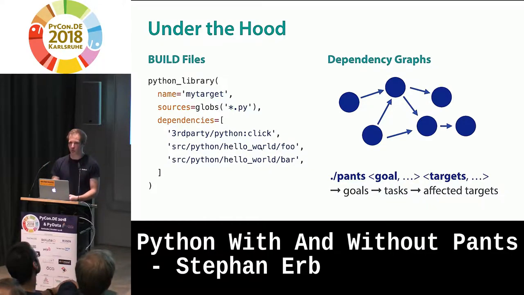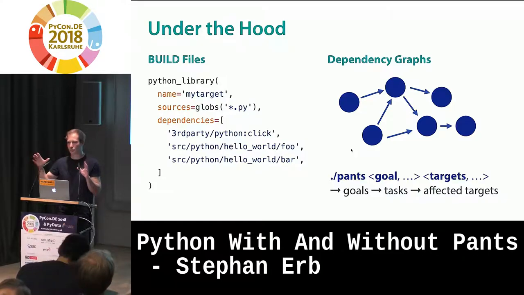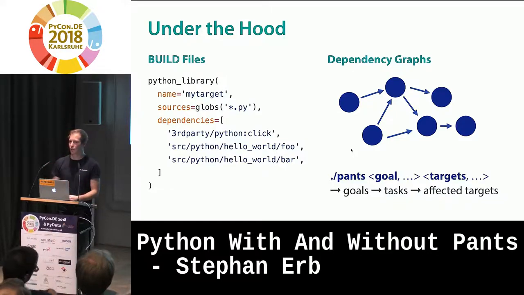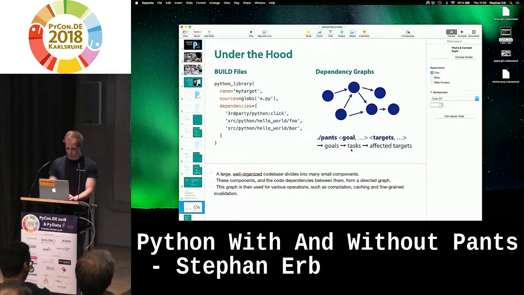And then we can go ahead and use the command line to do certain things. For instance, we could say pants test and give it my target library, and it will first list, okay, what do I need to do to run tests? I might need to compile, then execute the tests. And then it looks at all the dependencies and figures out which ones I have to compile and which ones I have to test to get the whole thing done. That's the general idea, and we will now jump into the console and have a look at it.